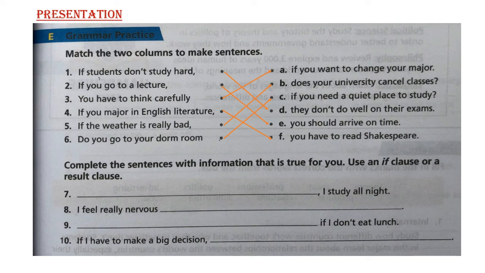Going to the next one, it says complete the sentence with information that is true for you. So use an if clause or result clause. Okay, I would like to skip this one, because it is talking about yourself. So just use your own information that is true about you to complete it. Let me just skip it.